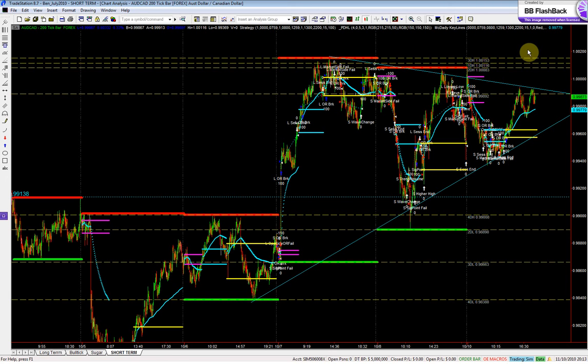And there's our 99.13, indicated by this line. Remember, that's our structure, so that can be our short as well. It's our structural short and our short-term short. So our structural shorts and longs are exactly the same as our 200 tick shorts and longs.